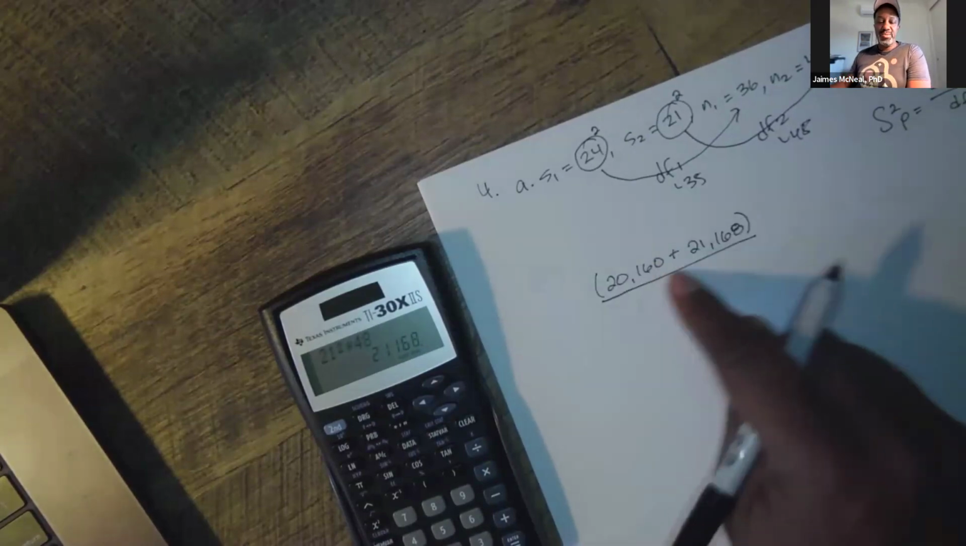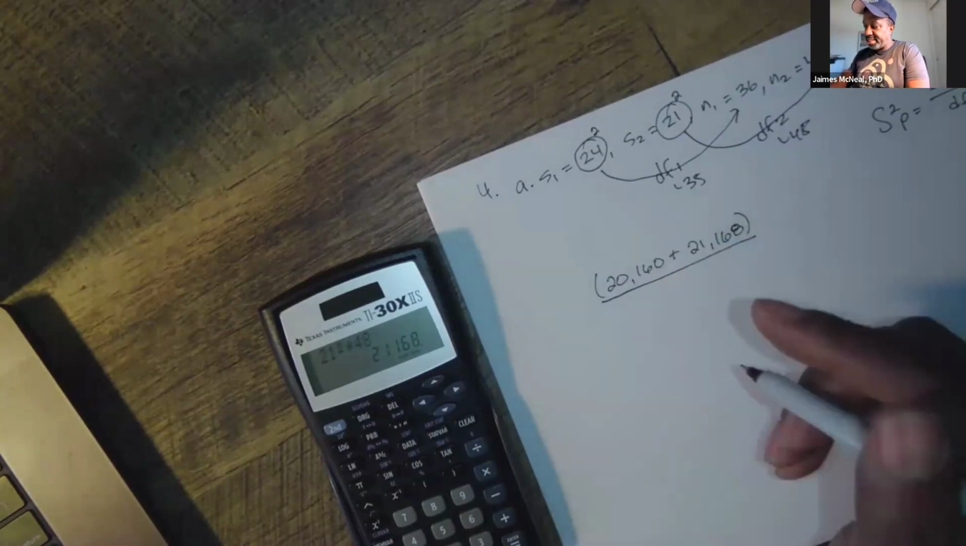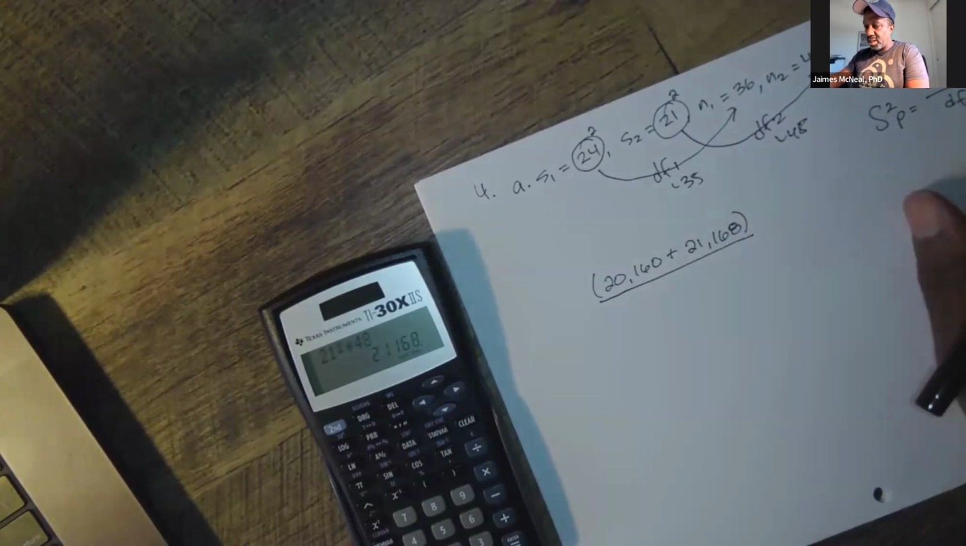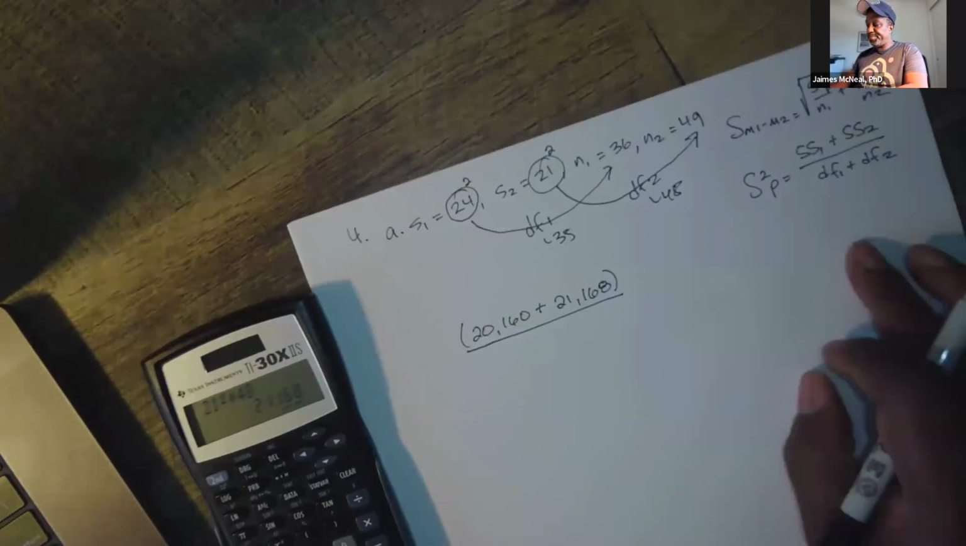That's simple enough. We just have to add those together. And if we put parentheses around them when we do that, the calculator will handle the numerator. Now let's just put down as the denominator, degrees of freedom 1 plus degrees of freedom 2. We're just following this recipe right here, right?